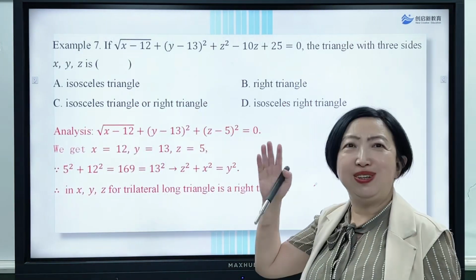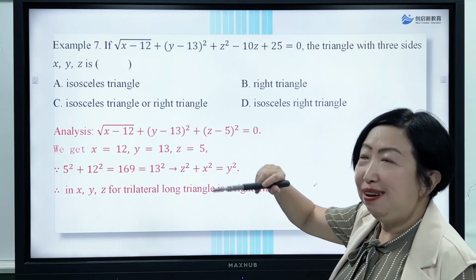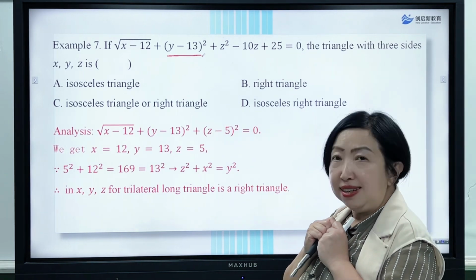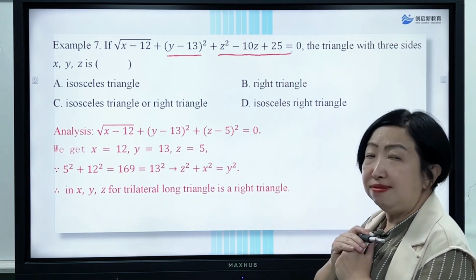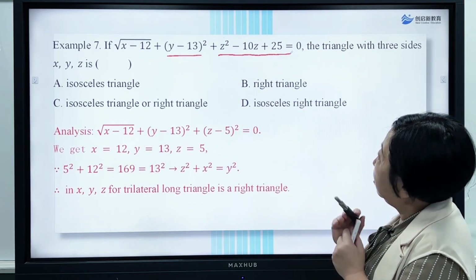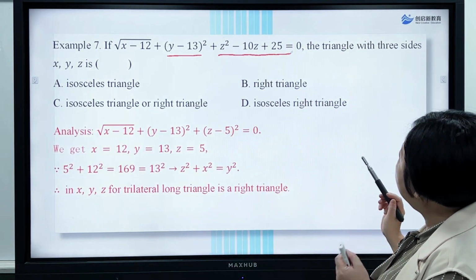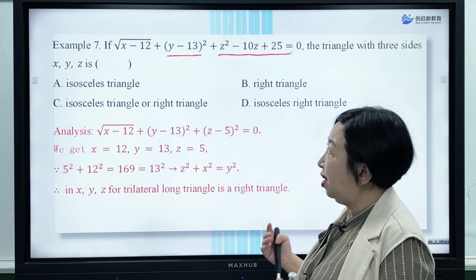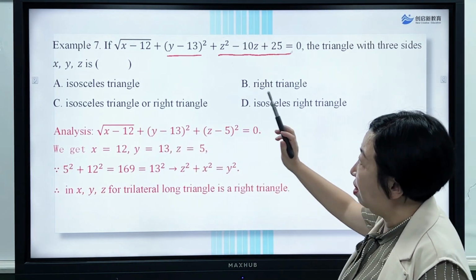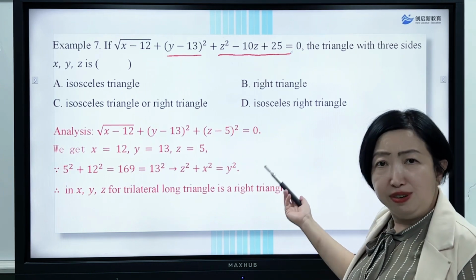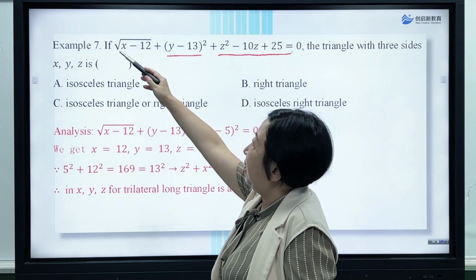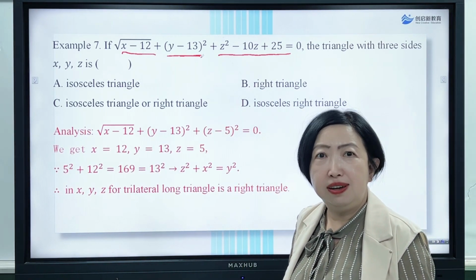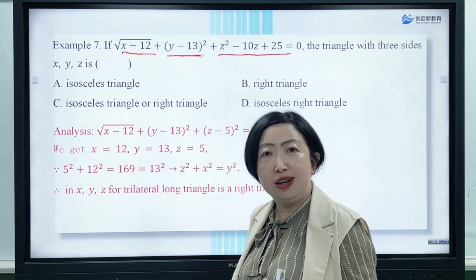Let's go on to example 7. If the square root of x minus 12, plus the square of y minus 13, plus the square of z minus 10z plus 25 equals 0, the triangle with 3 sides x, y, z is what triangle? Isosceles triangle, right triangle, or isosceles right triangle? Which one? Okay, we know they can't be less than 0. They are bigger than or equal to 0.